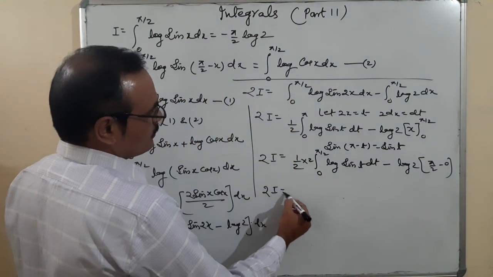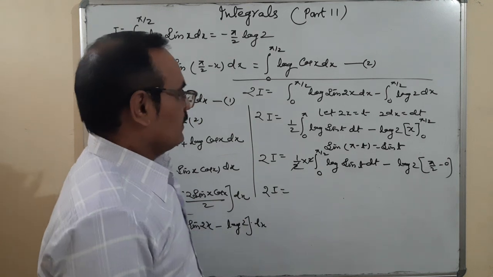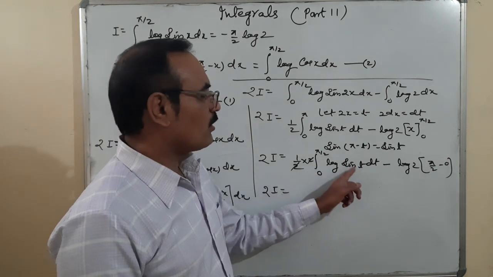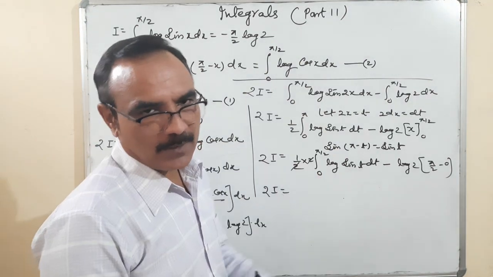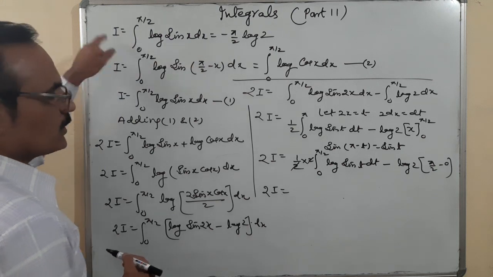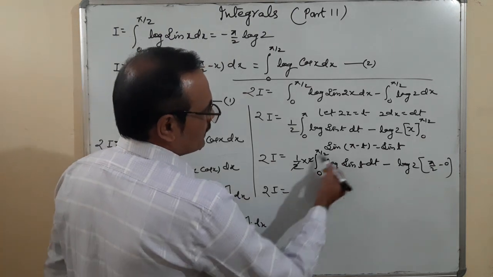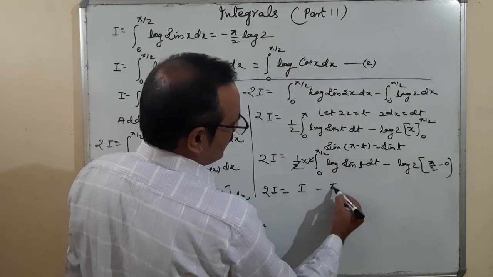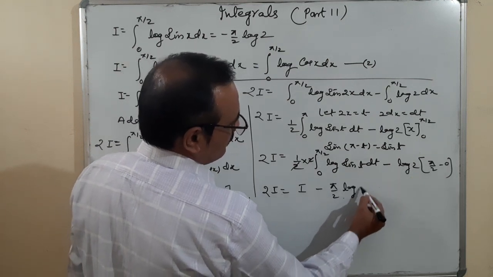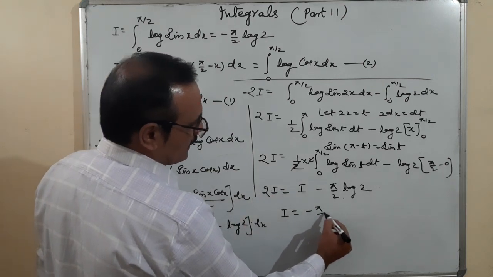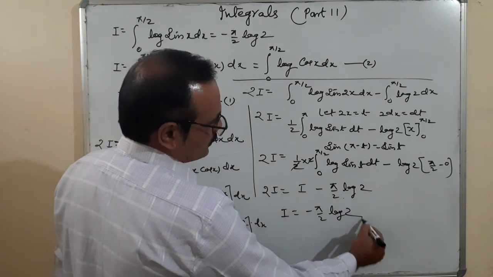2i is equal to 2, cancel, and integral 0 to pi by 2 log sin t dt, or 0 to pi by 2 log sin x dx. Same thing, by the property P0, 0 to pi by 2 log sin t dt is equal to I. So here we write this term as I minus pi by 2 log 2. Okay, 2i minus I, it is I is equal to minus pi by 2 log 2.